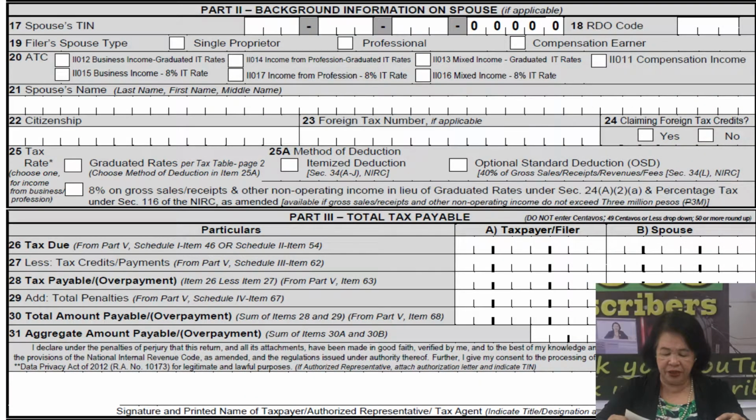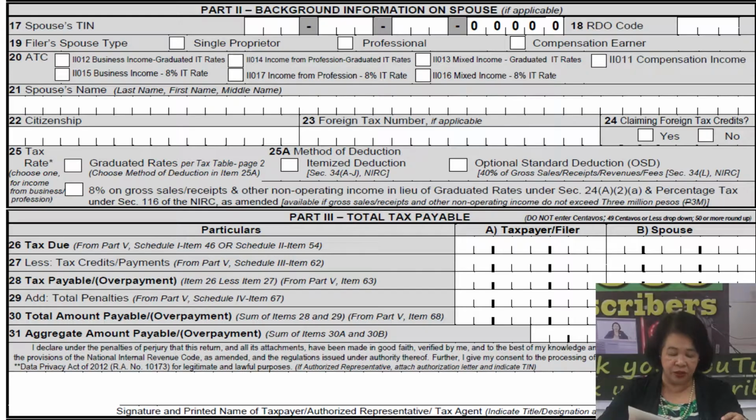Part 2 is the background information on spouse, no? So, pakilagyan, line number 17, the spouse TIN, and then the RDO code, and then the filer spouse type, kung single proprietor ba siya, professional, or compensation earner. And then, yung alphanumeric tax code, so mamili din dito kung ano yung nararapat niya na alphanumeric tax code. And then, fill up the spouse name, last name, first name, middle name. Citizenship, foreign tax number, and then kung nakiklaim din ba siya ng foreign tax credit. And then, mamili din po siya ng method of deduction, no? Kung applicable sa kanya.